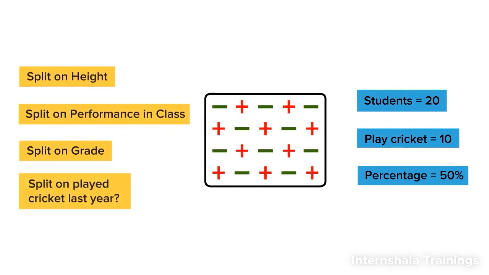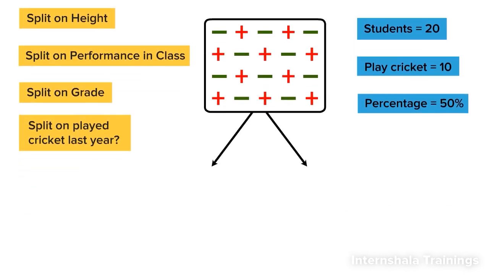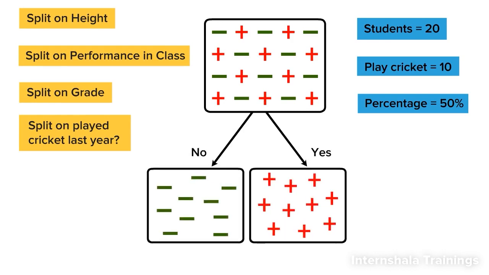Consider we have one more feature of the students, which tells us whether the students played cricket last year or not. Now let's say we split the entire data based on this feature. There will be two categories, which are yes and no. Generally, students who played cricket last year have higher chances of playing cricket this year as well. And hence, after the split, we got the following distributions.